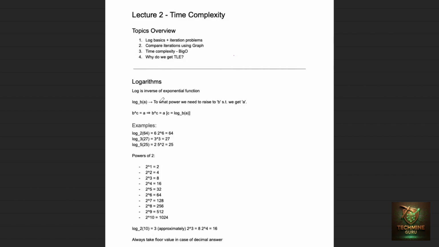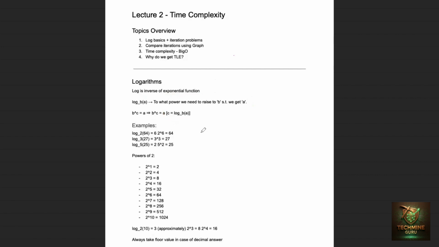What are logs? Log is the inverse of the exponential function. So log of A on the base B means to what power we need to raise B such that we get A. Which means if B raised to the power C is equal to A, that means C is equal to log of A on the base B.